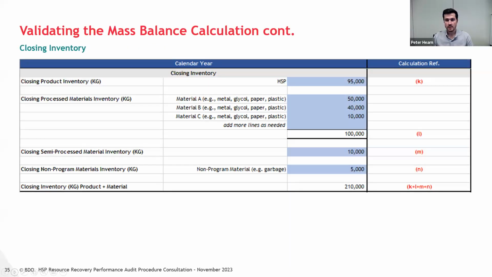And this section is the closing inventory. Similar to the slide two slides ago, this would be the opposite. A closing inventory would have to take place at the end of the year. Of course, this could be the same count, December 31st, January 1st. It could be the same opening and closing for the following year. These would be looking at the closing product inventory, the materials, the semi-processed materials, and any non-program material, and combining that for a total closing inventory volume.